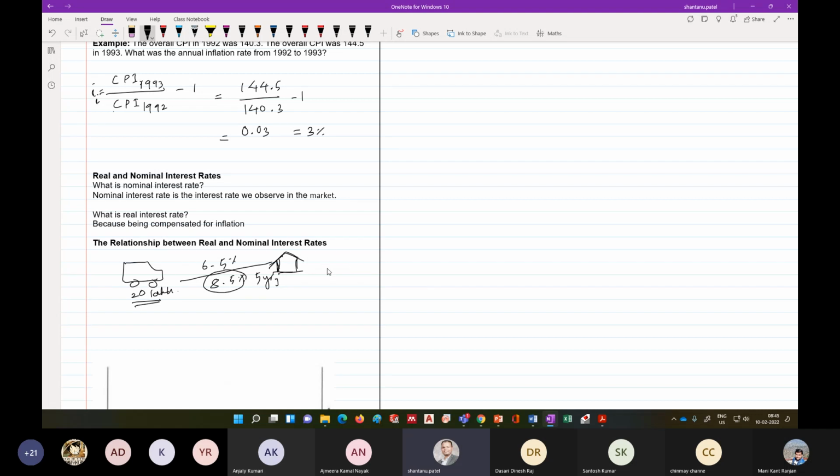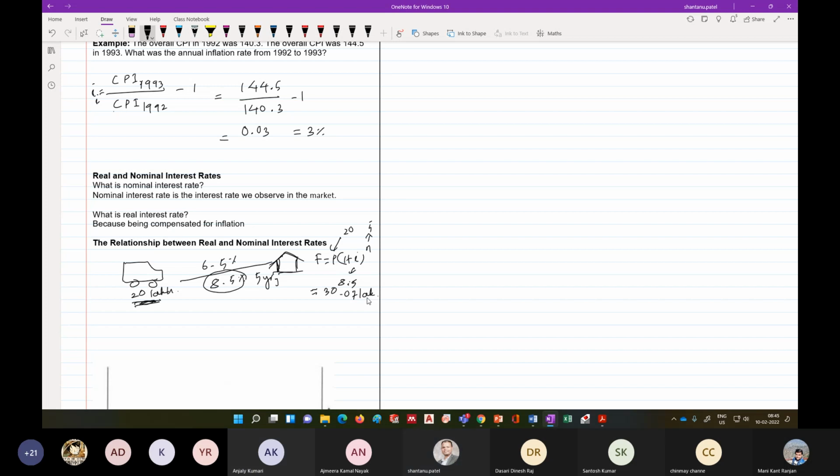So can you quickly calculate how much money he will give after 5 years? Let me quickly put it here. So that will be F equal to P into (1 plus i) to the power n, right? So P is your 20 lakhs that you are giving to your friend, i is your 8.5%, and n is your 5 years. If you put this, you get 30.07 lakh.